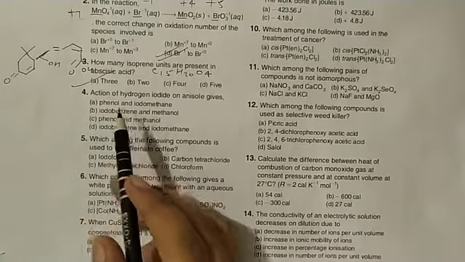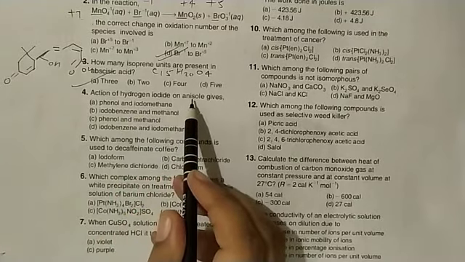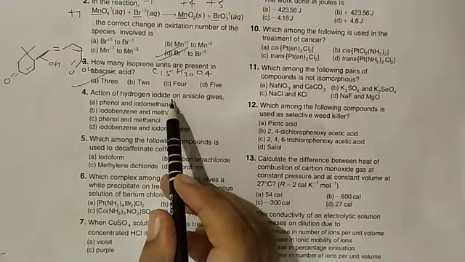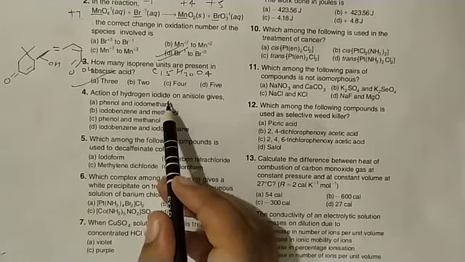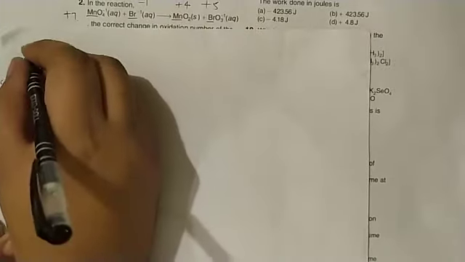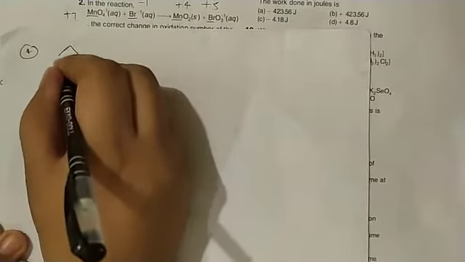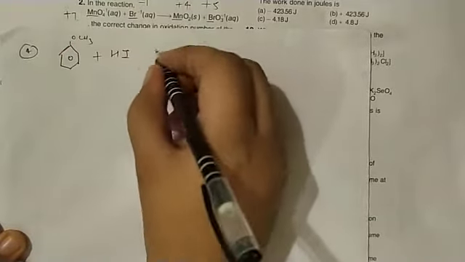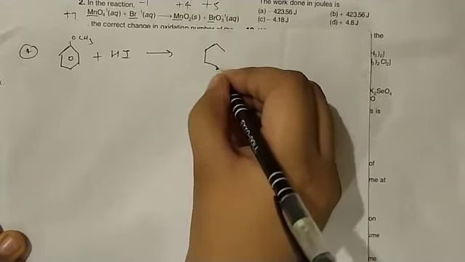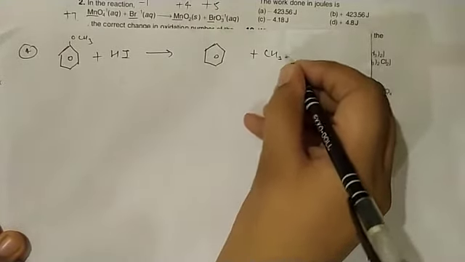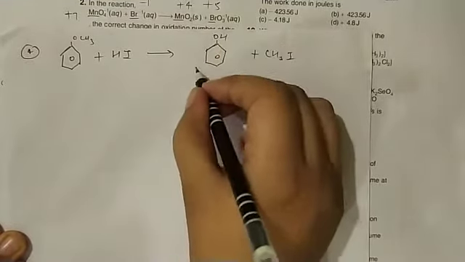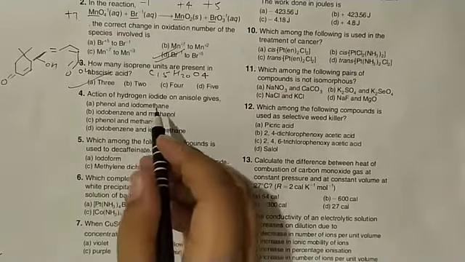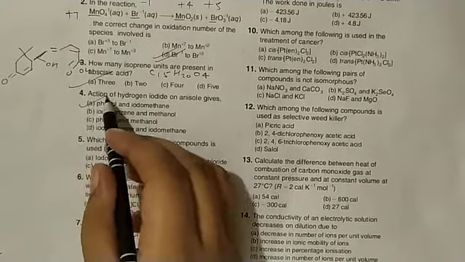Question number 4 is: action of hydrogen iodide on anisole gives. The reaction between hydrogen iodide and anisole will give phenol and iodomethane. Let us see the reaction first. Here we go with question number 4. This is anisole and this is reacted with hydrogen iodide. The reaction will occur and methyl iodide, CH3I, will form and here phenol will be formed. So it will give phenol and iodomethane. Option number A is correct in this case.